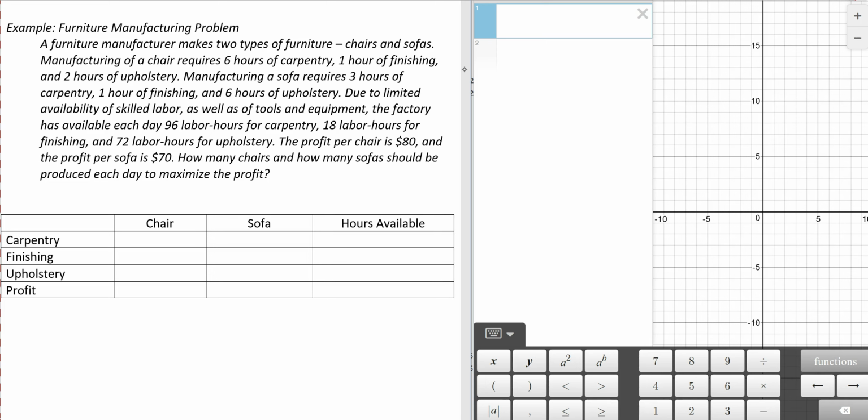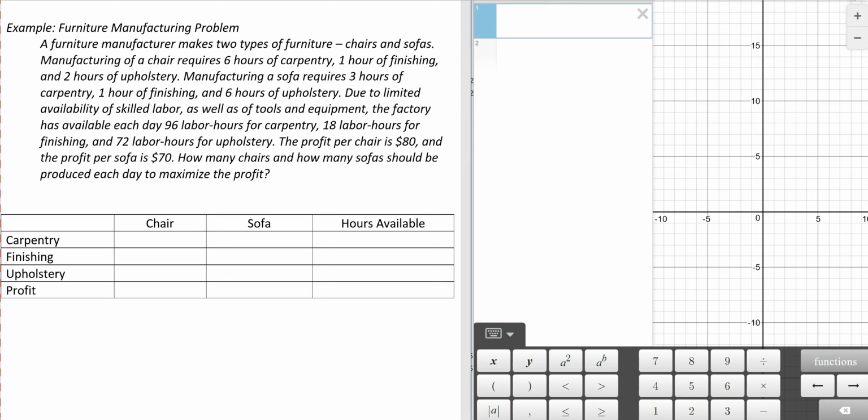What that means, if we take a look back at the 72 labor hours, is that there are 72 hours of labor that they can dedicate every day for upholstery. Now, after all that work, there are of course costs, and so after things have been paid, the profit per chair is only $80 and the profit per sofa is $70. The question is how many chairs and how many sofas should be produced each day to maximize the profit.